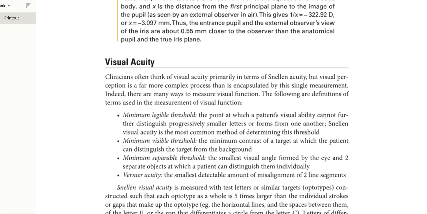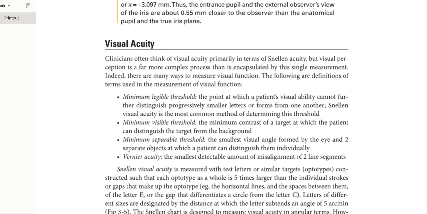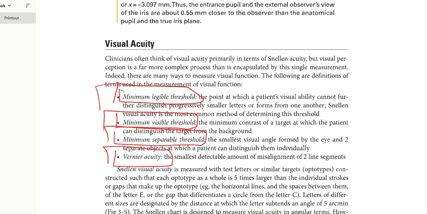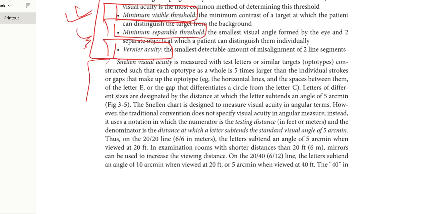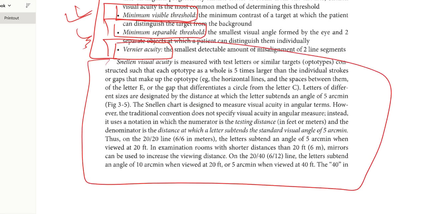Visual acuity definitions. These definitions are more than important. Each and every definition, please read again and again. These are very volatile, and every line is an MCQ. Every line here in this paragraph is an MCQ.